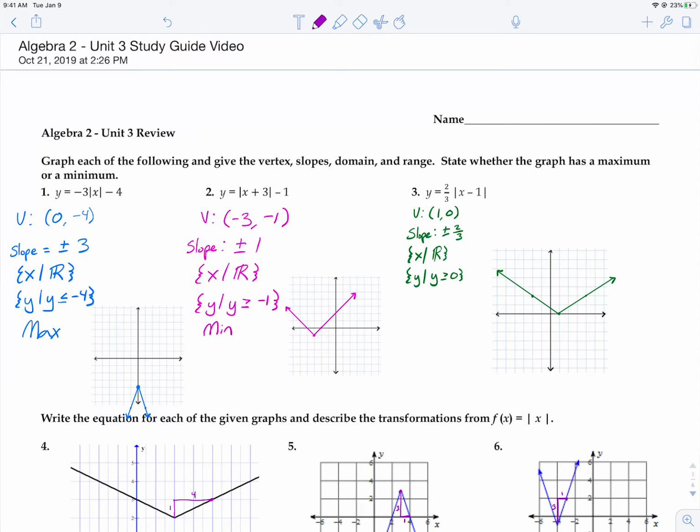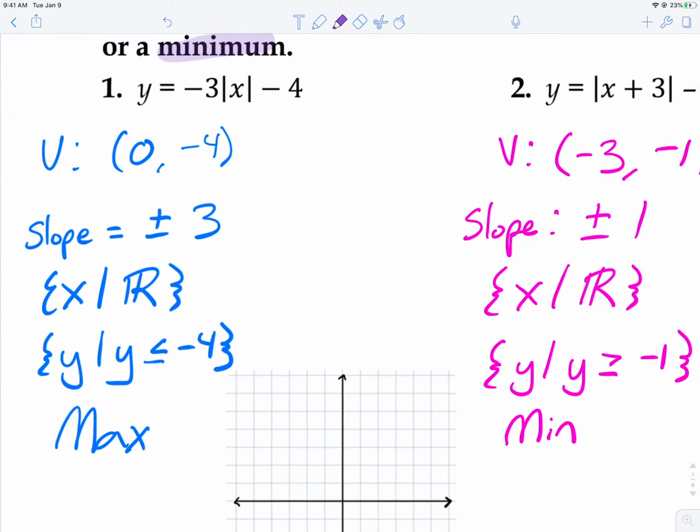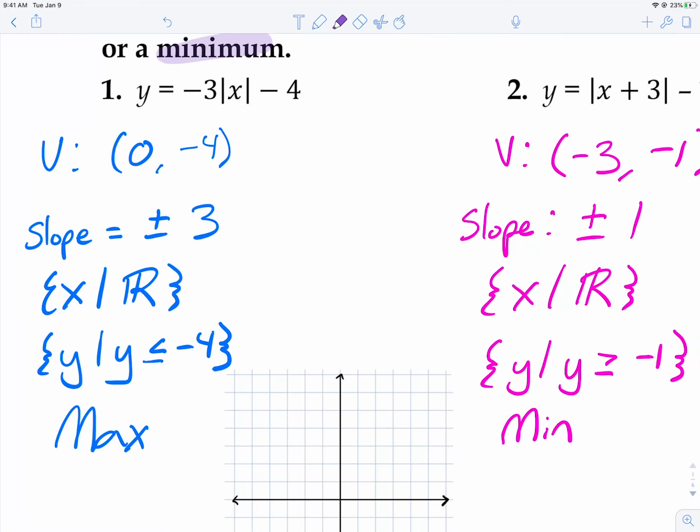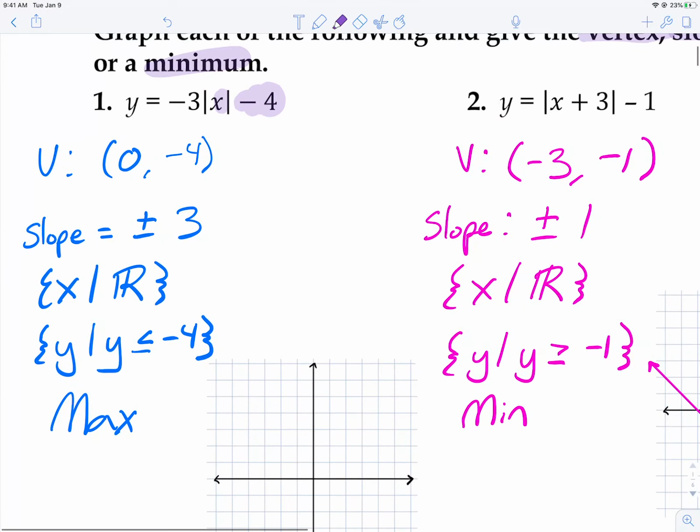So for problem number 1, there's a couple things you're supposed to find: the vertex, the slope, the domain, and the range, and then state if you have a minimum or a maximum. For this problem, first of all, the vertex is (0, -4). Remember that it is the opposite of the number being added or subtracted to x within the absolute value, comma, the number that was being added or subtracted at the end. The slope is positive or negative 3. The slope is always the number in front of our absolute value.